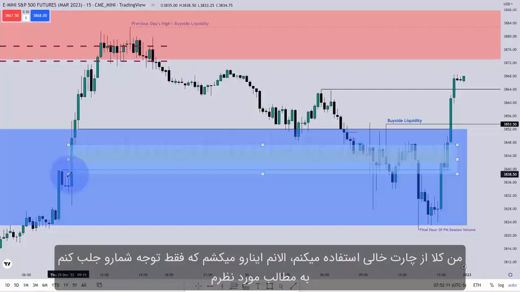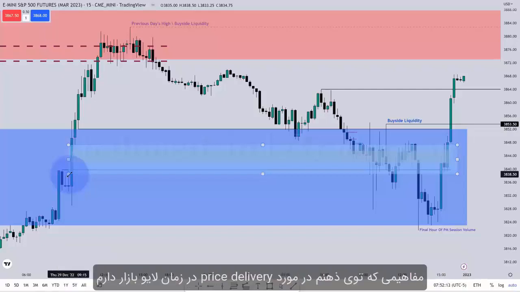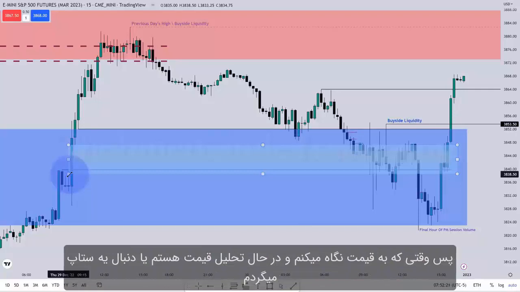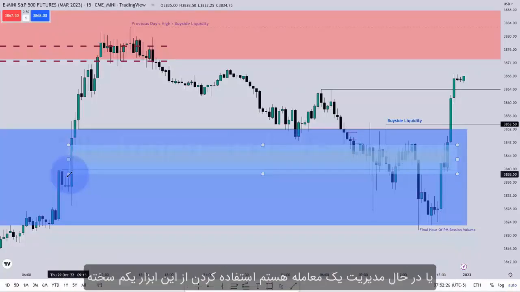This is only to draw your attention to what my mind is considering salient to the market's delivery at the time of real-time data. So when I'm looking at price and I'm studying price, if I'm looking for a setup or if I'm managing a position, that hinges on all these types of things.